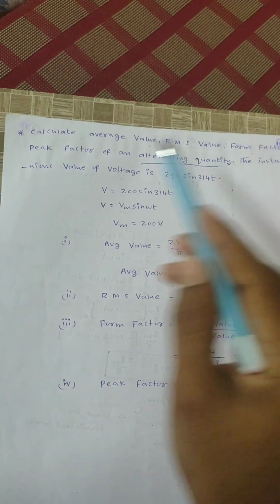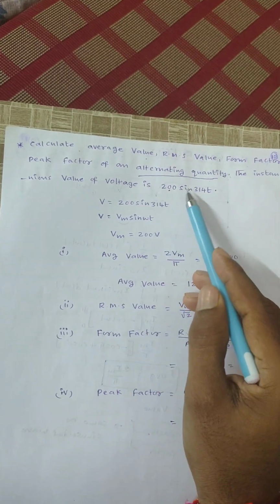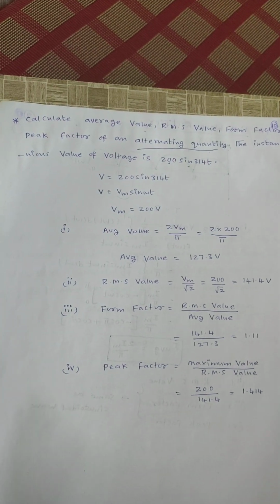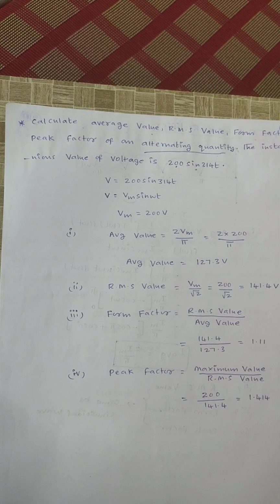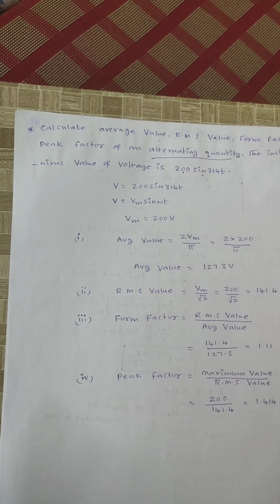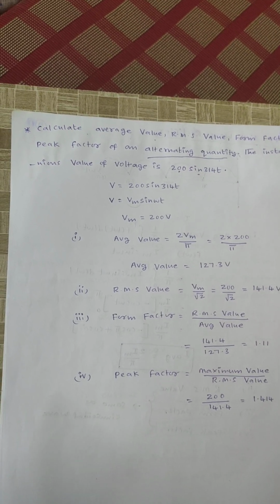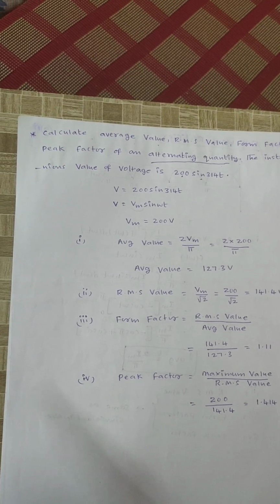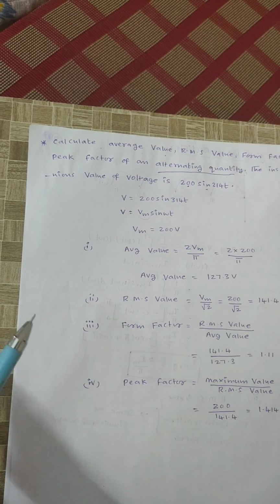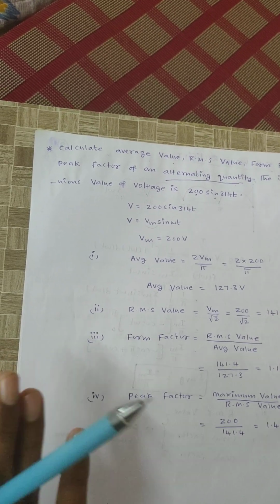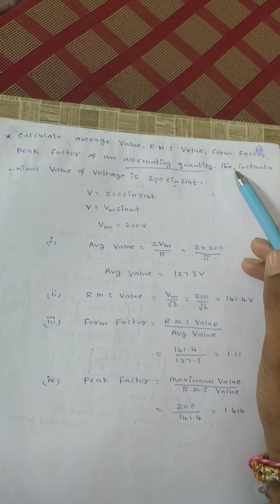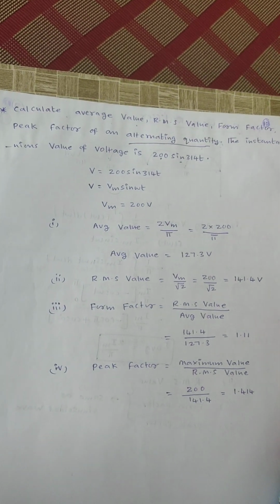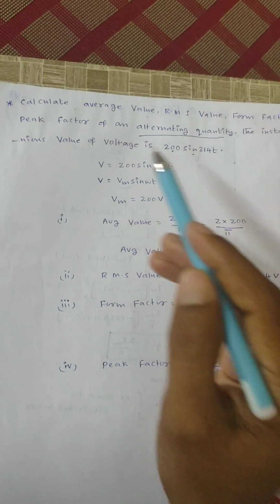The instantaneous value of voltage is 200 sin 314 t. What is asked? Calculate average value, RMS value, form factor, peak factor of an alternating quantity. An alternating quantity, alternating voltage or alternating current is nothing but AC, right? Sometimes it may be mentioned as AC voltage or sinusoidal voltage. Both are the same. That means we already know the formulas for a sinusoidal voltage: average value, RMS value, form factor, peak factor.